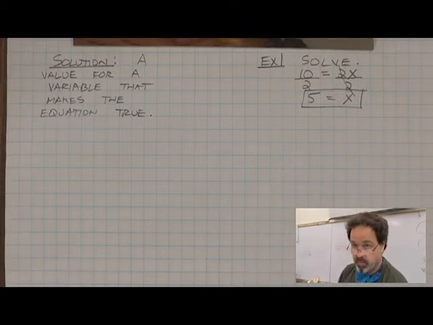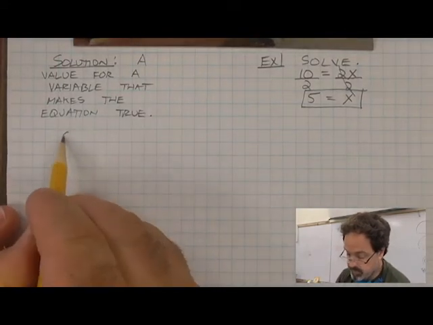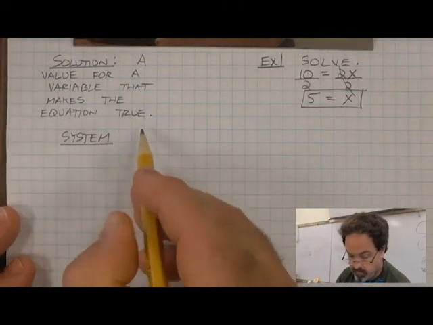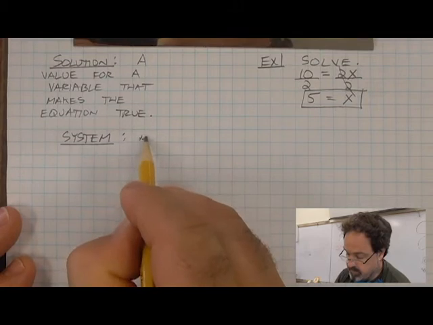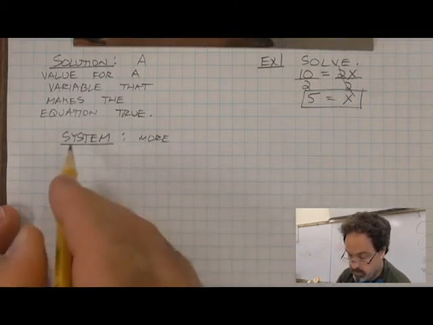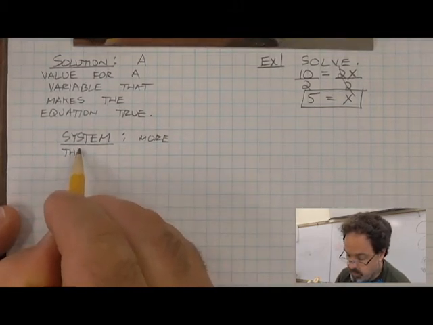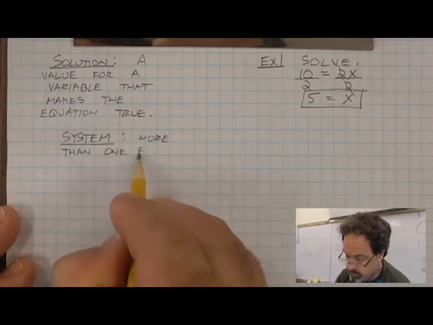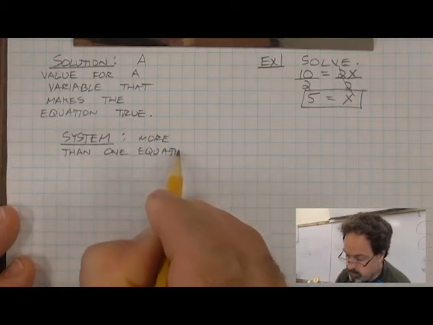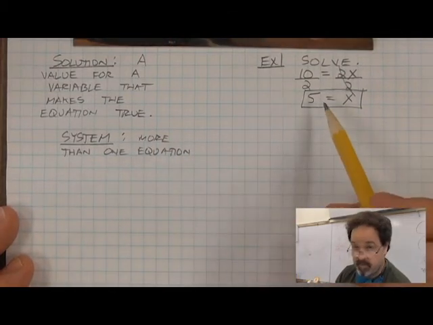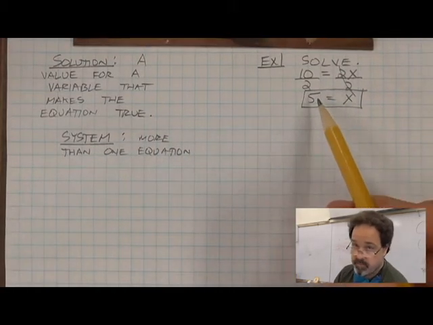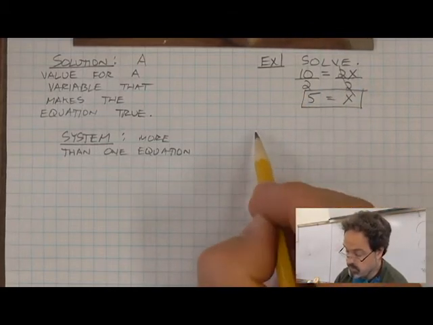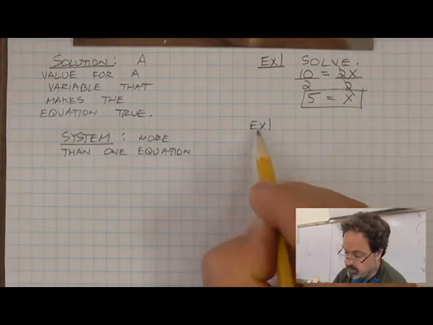So, what's a system? A system, in very simplest terms, means more than one equation. This example here was not an example of a system because it was only one equation that we started with. Let's give an example of a system.